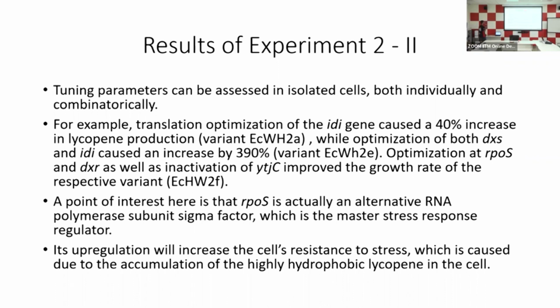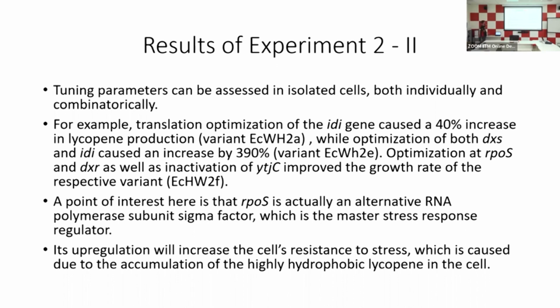That's in the ECHW2E variant. Another optimization at RPOS and DXR, as well as inactivation of YTJC. YTJC is part of the secondary pathways which was inhibited to stop nonsense mutations, which improves the growth rate of the respective variant rather than actually causing an increase in lycopene production.